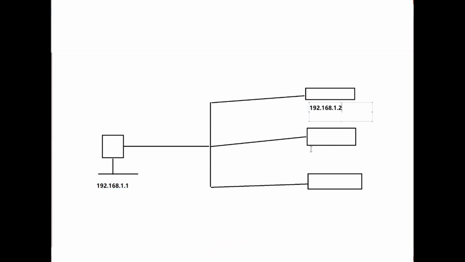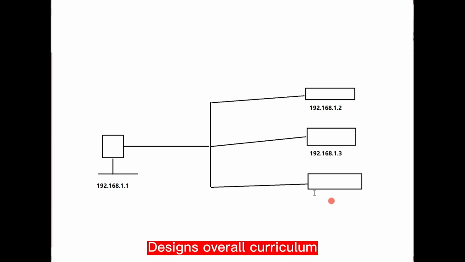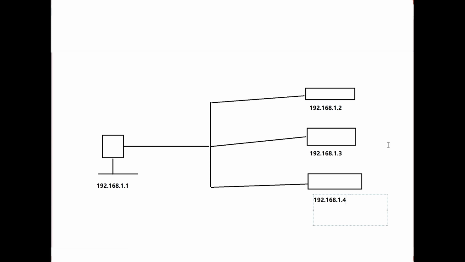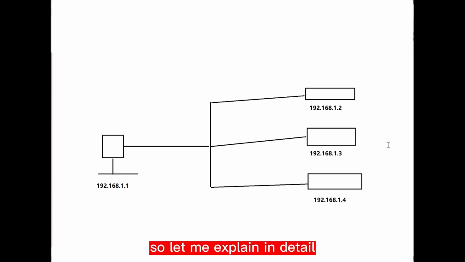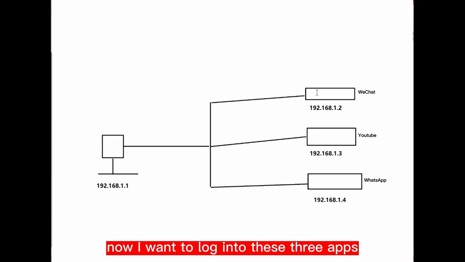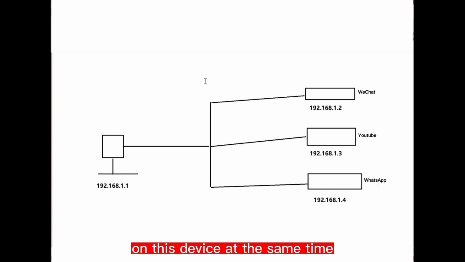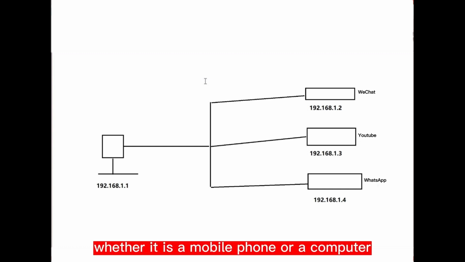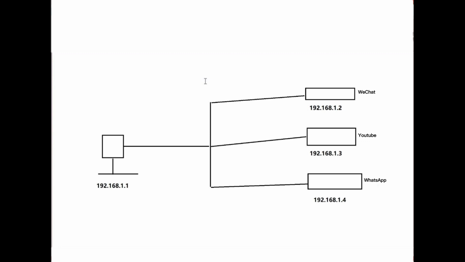In fact, Cisco's overall curriculum says very little about the transport layer in the NA stage. But I think if we don't talk more, you may not understand, so let me explain in detail. This is a PC on the left. On the right there are 3 servers. Suppose this is WeChat, this is YouTube, and this is WhatsApp. Now I want to log into these 3 apps on this device at the same time, whether it is a mobile phone or a computer. That is, I want to access the 3 corresponding servers.